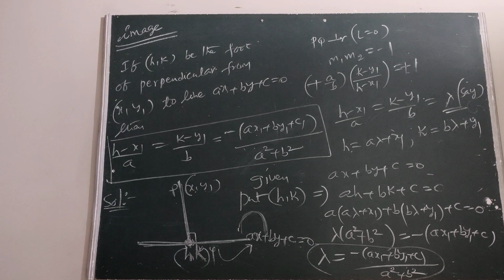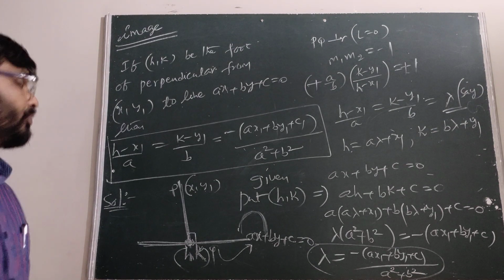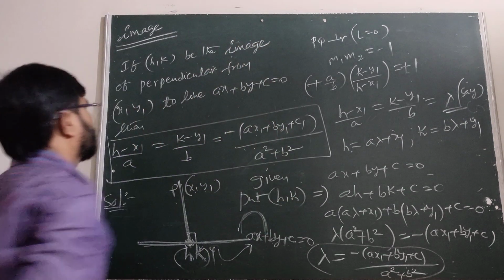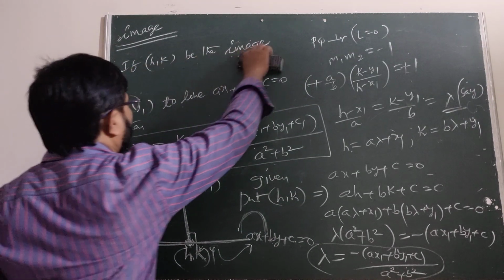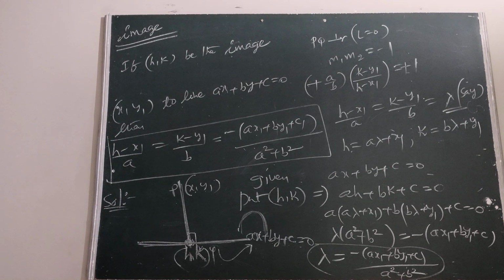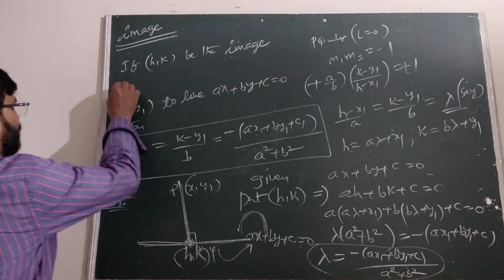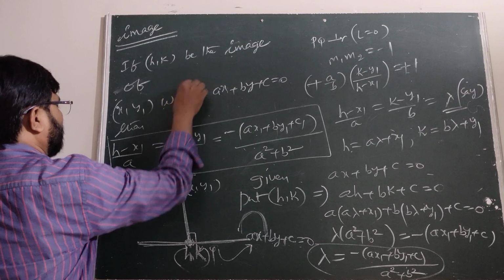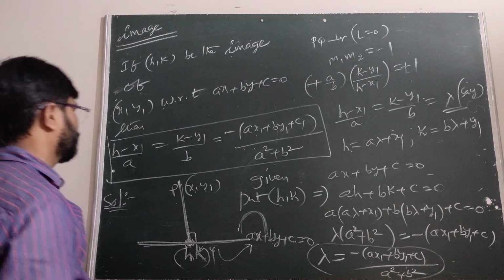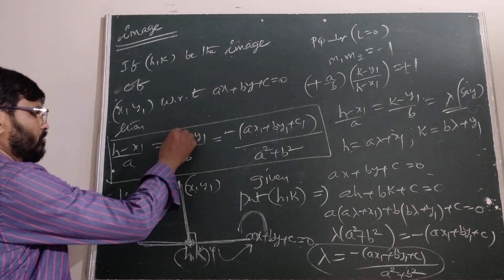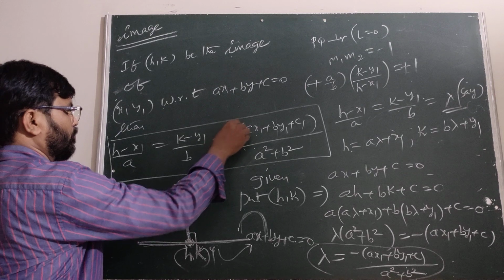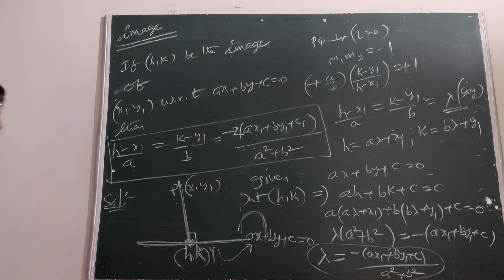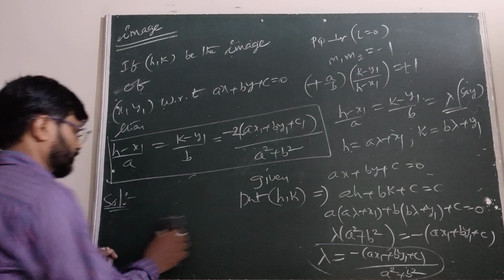Starting. If h comma k be the image of x1 y1 with respect to the line ax plus by plus c equal to 0, then (h minus x1) by a equal to (k minus y1) by b equal to minus 2 into (ax1 plus by1 plus c) by (a square plus b square).